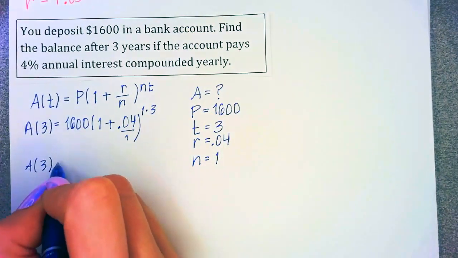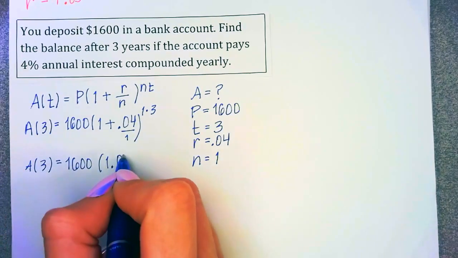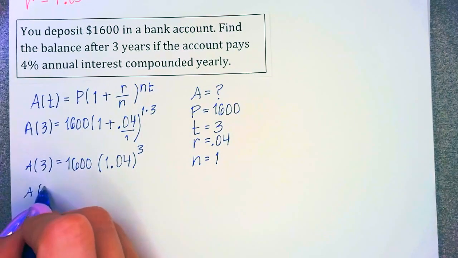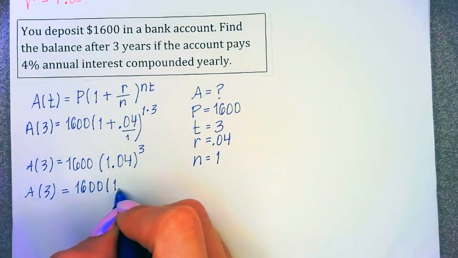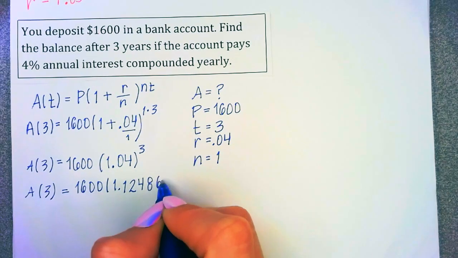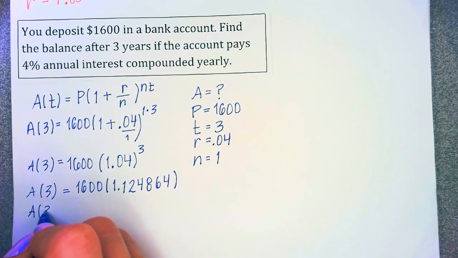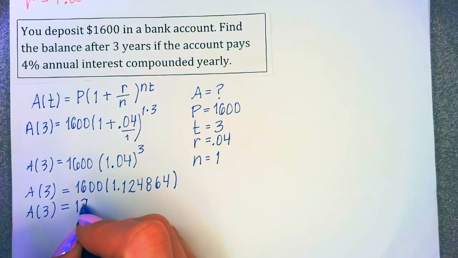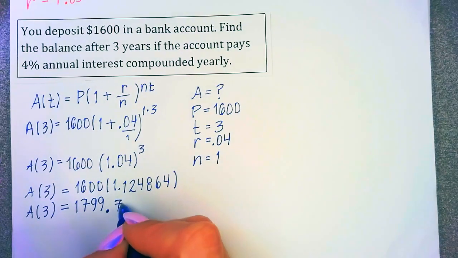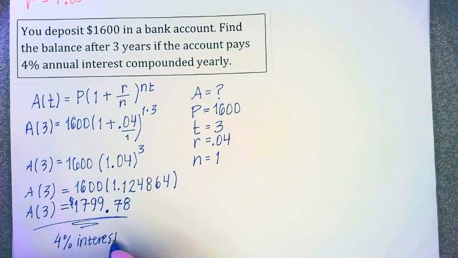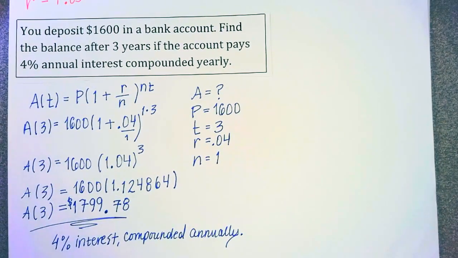A of 3 equals 1,600 times 1.04 to the third power. 1.04 to the third power in the calculator is 1.124864 and so on, times 1,600. The amount of money in the account after 3 years is $1,799.78 when 4% interest is compounded annually.